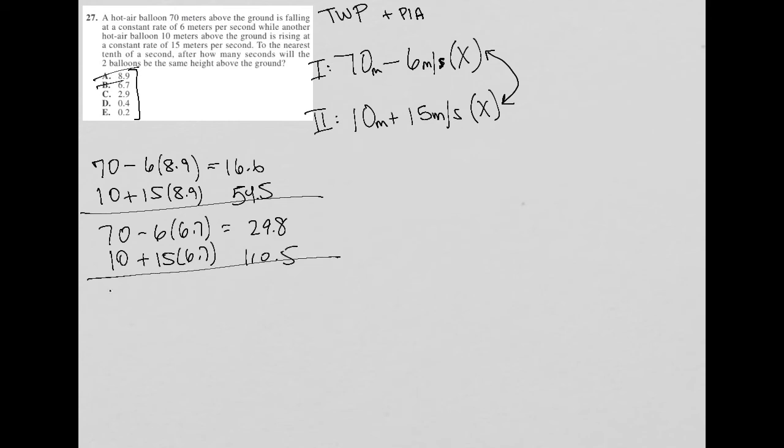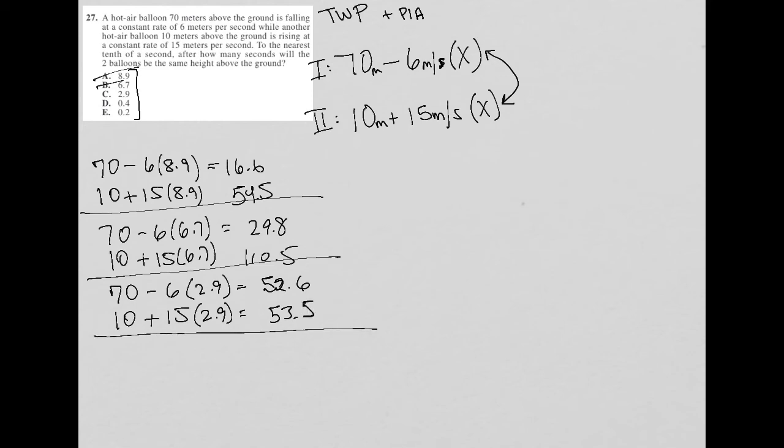When I try choice C, same exact thing. So 70 minus 6 times 2.9 and 10 plus 15 times 2.9. So 6 times 2.9 and then 70 minus that. So I end up at 52.6. And 15 times 2.9 plus 10, I end up at 53.5. So that's very close, right? It's not the exact same. It's very close. I'm not going to cross it. I'm going to leave it.